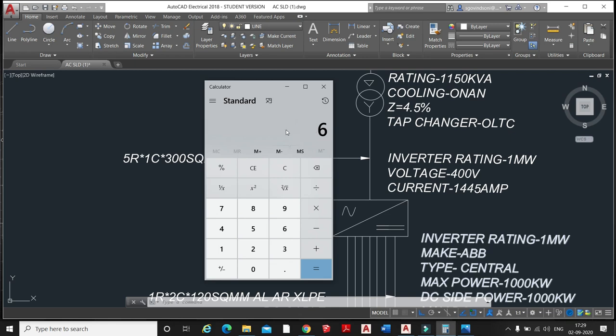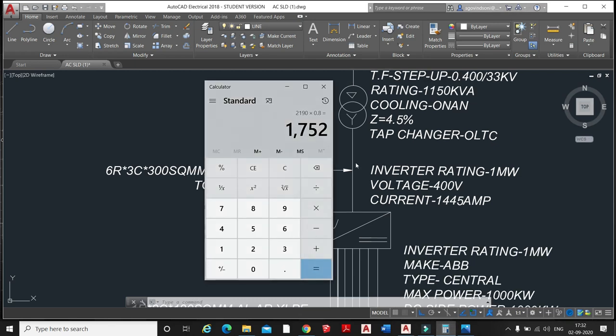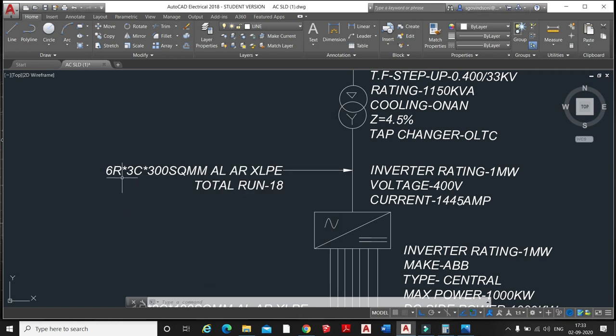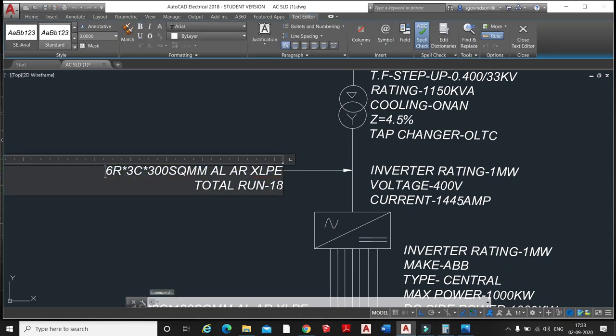So we choose 6 runs. When we choose 6 runs, 6 multiplied by 365 is 2190 ampere current carried by the cable. When it is derated by 0.8, then the current carried by the cable is 1752 ampere. So 6 runs is more than sufficient to avoid heating and carry the maximum current. When we choose 6 runs, the total number of runs is 6.